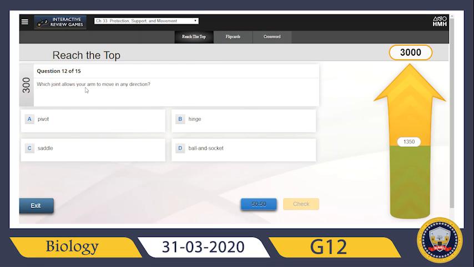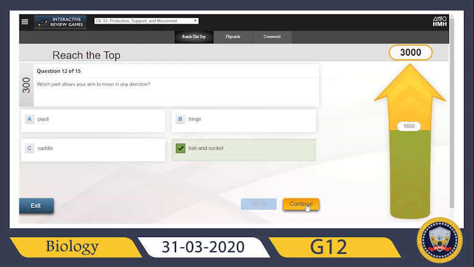Which joint allows your arm to move in any direction? Is it pivot, hinge, saddle, ball and socket? Well, let's try ball and socket. Correct.